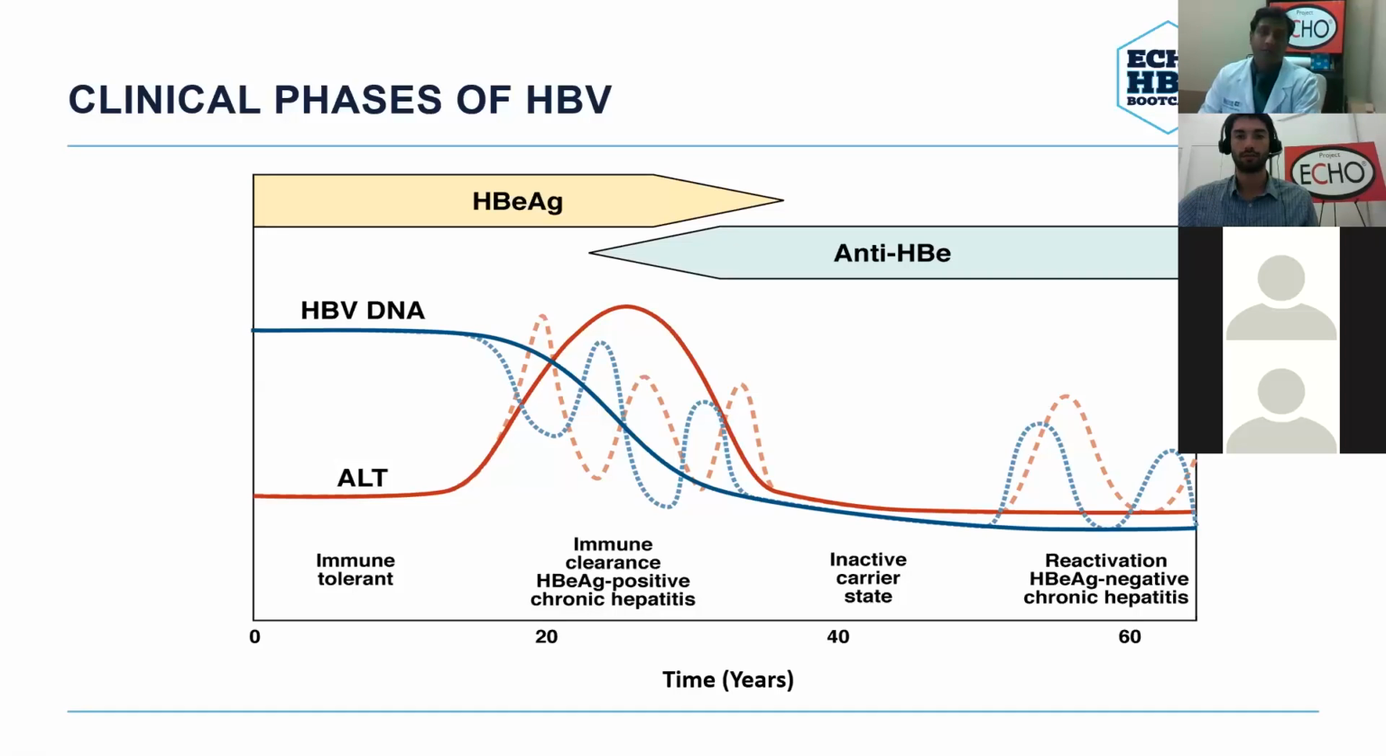Immune-tolerant patients means a situation where the patient's ALT is normal and hepatitis B DNA is elevated. There are different society guidelines, the American, the Asia Pacific, and the European guidelines. If you look at all these guidelines, there can be subtle differences, but if the ALT is twice the upper limit of normal, you need to treat.